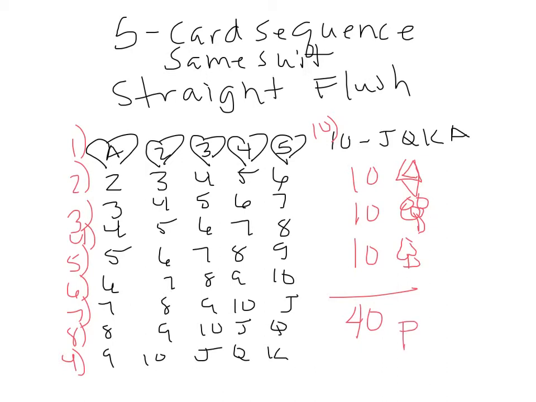So the probability of getting that is now 40 over 2,598,960. So, again, now we are talking about 0.000014. Extremely unlikely to get a straight flush.